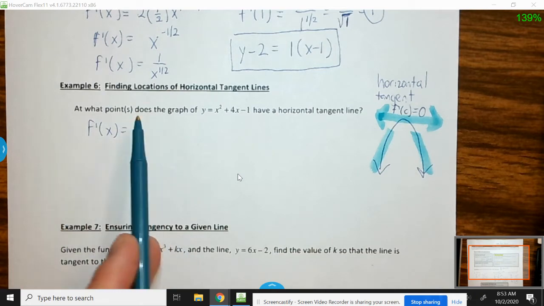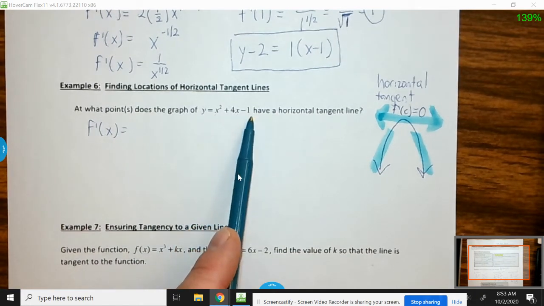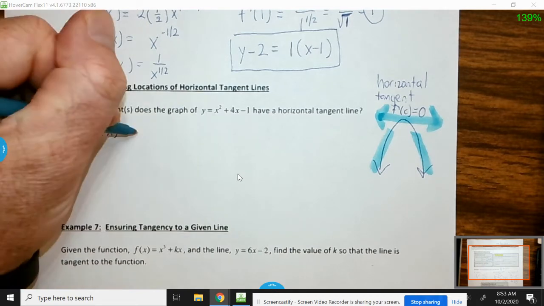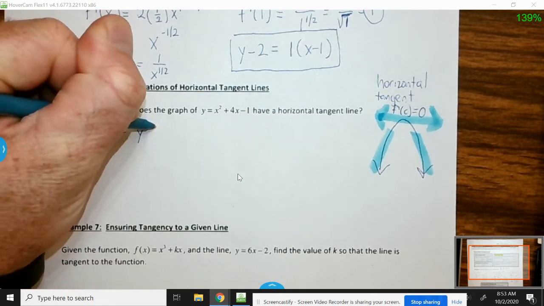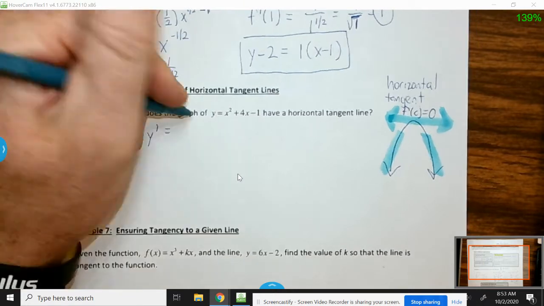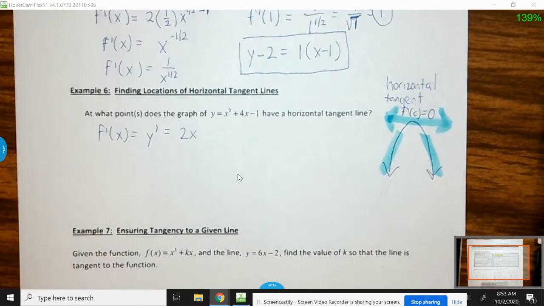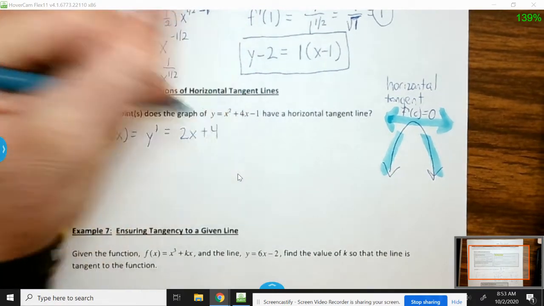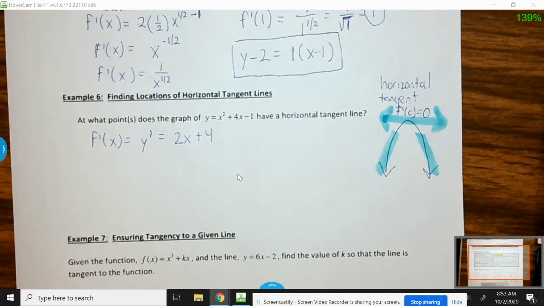What's the derivative of x squared plus 4x minus 1? Or another way I could say it is y prime. F prime of x, y prime, they're the same thing. It would be the derivative of x squared, which is 2x. The derivative of 4x is 4. And the derivative of negative 1 is 0.